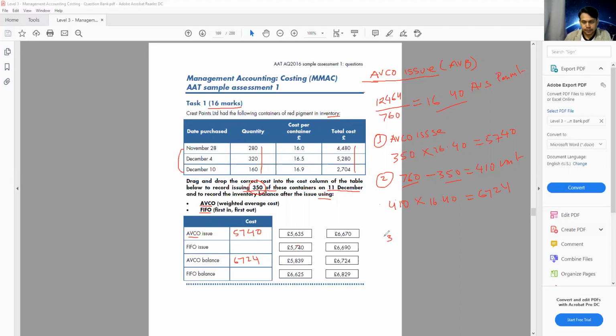Number three, FIFO issue. We can see here we issued 350 units, so we need to issue 350 units on a first in, first out basis. FIFO means first in, first out. Who came first needs to go first. So the inventory we purchased first, we need to issue that first. The first inventory we received on the 28th of November is 280 units. I'm going to take all of this, 280, and charge £16 per unit, so that will be a total of 4480.